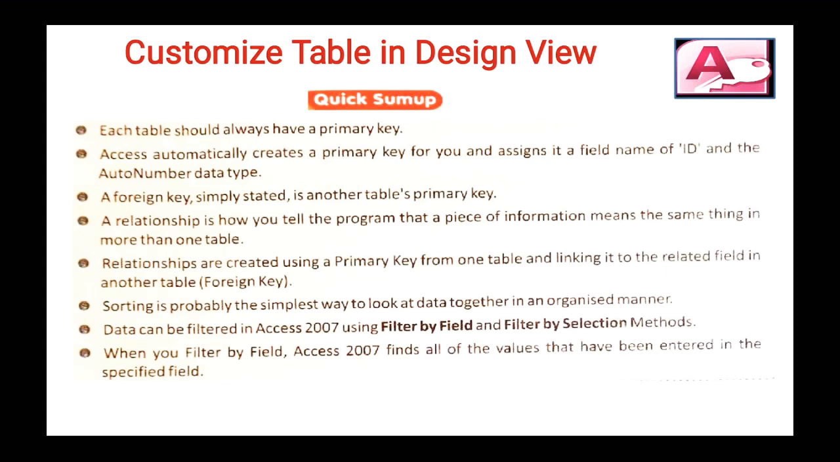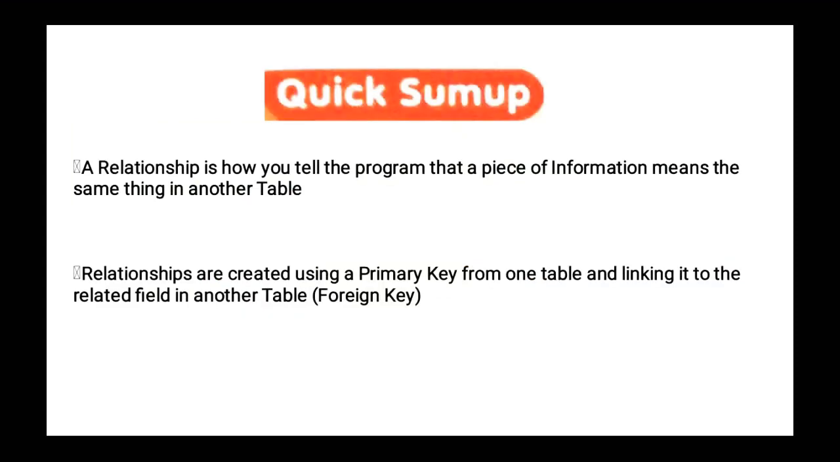Now, a quick sum up about relationships. A relationship is how we tell the program that a piece of information means the same thing in another table. Relationships are created using a primary key from one table and linking it to the related field in another table known as foreign key.